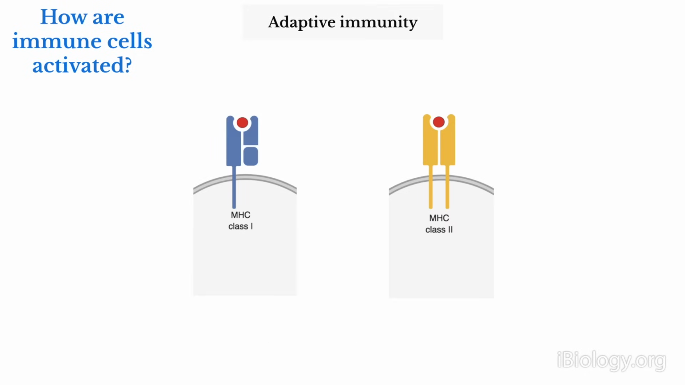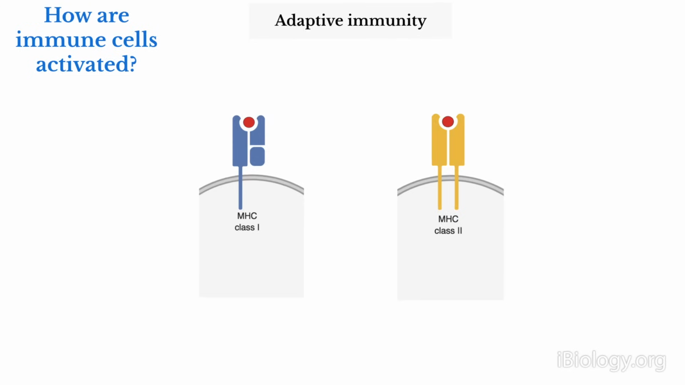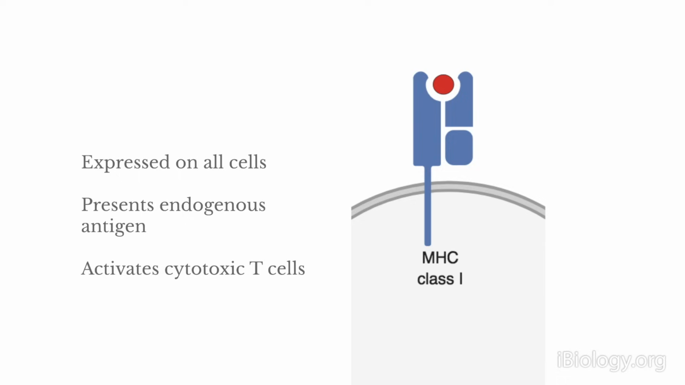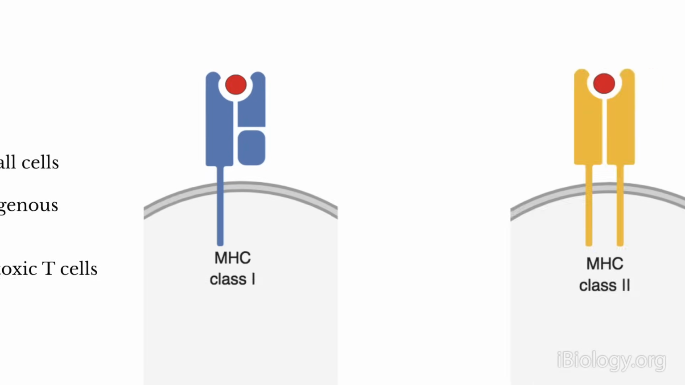To activate adaptive immunity, cells present antigen, small peptide fragments of pathogens, to T cells to inform a specific immune response. Antigen is presented by two types of surface molecules, MHC class I and MHC class II. MHC class I molecules are expressed by all cells in the body and are used in defense against intracellular pathogens such as viruses. They do this by presenting endogenous or intracellular antigens to cytotoxic T cells.